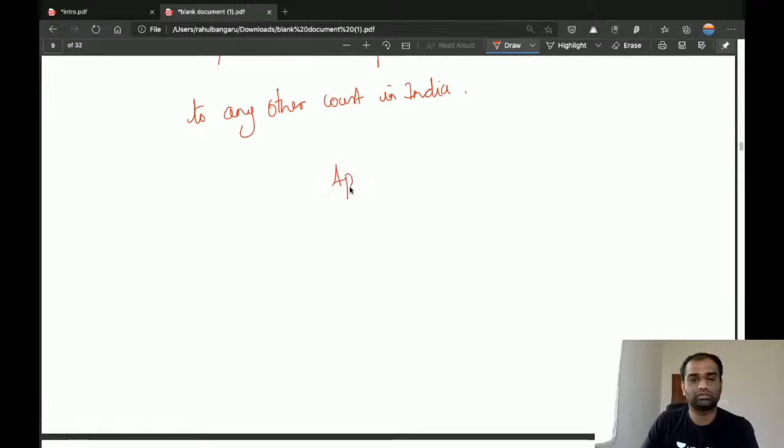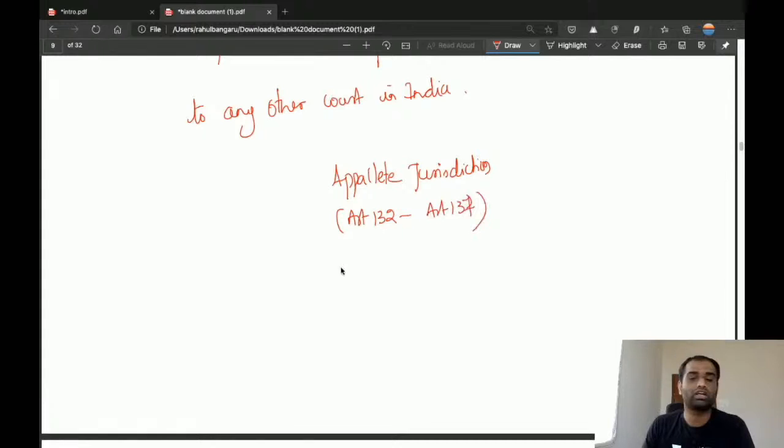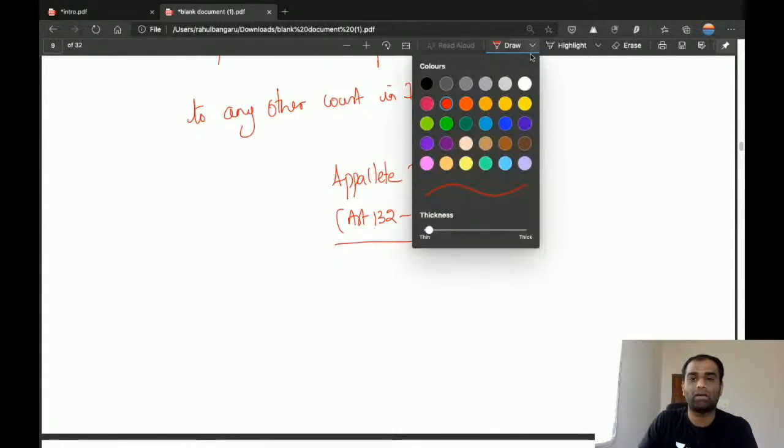The next one is appellate jurisdiction. As I mentioned before, appellate jurisdiction is given from Article 132 to Article 137. Now there are different types of appellate jurisdiction.